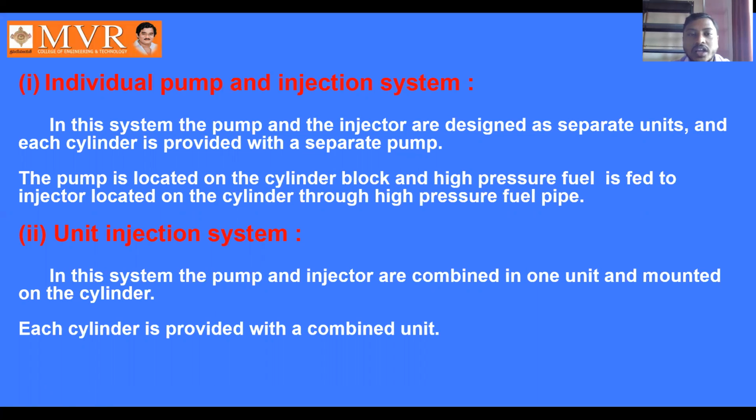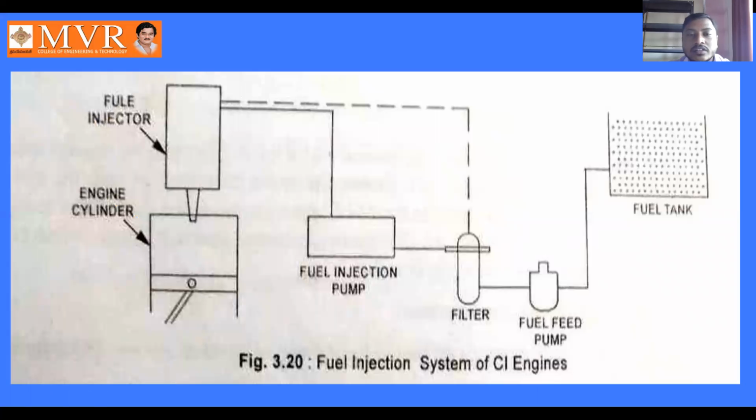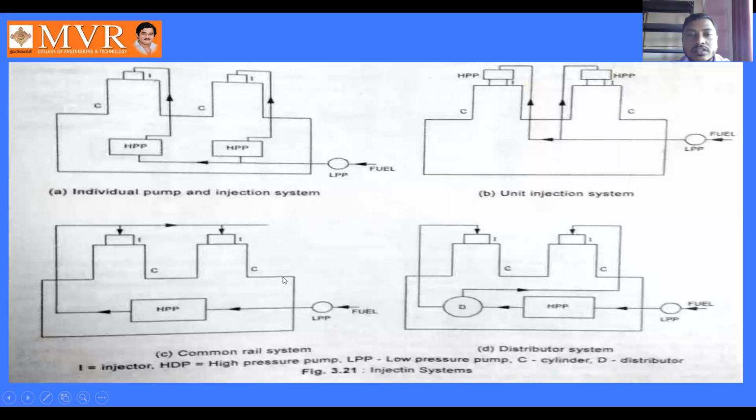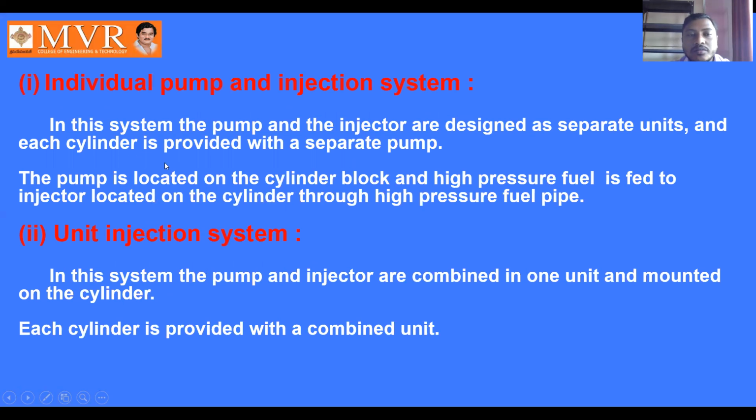The pump is located on the cylinder block, and high pressure fuel is fed into the fuel injector. As I have shown you in the diagram, high pressure is developed in the fuel injection pump, and this high pressure fuel is sent into the fuel injector. The pump is located on the cylinder block, and high pressure fuel is fed into the injector located on the engine cylinder through a high pressure fuel pipe.